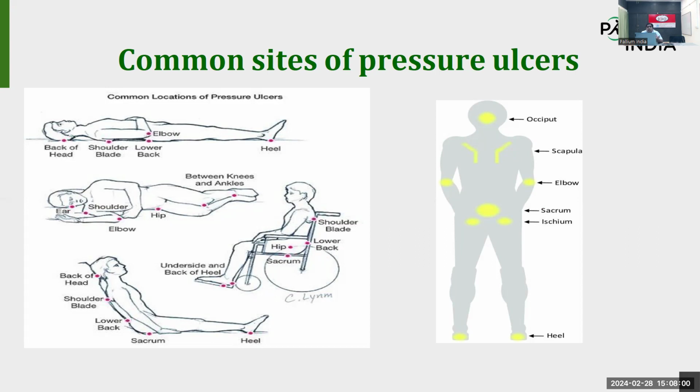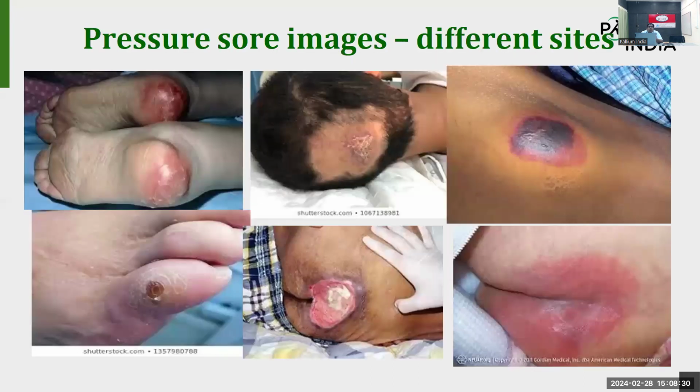In supine position, there is a chance of getting pressure sores in the back of the head, shoulder blade, lower back and heel. In right sidelying position, there is a chance at the ear, elbow, hip, and between the legs or knees. In wheelchair-bound patients, there is a chance of pressure sores in the hip region, sacral region, lower back, shoulder blade and the heel. We can go through the detailing. These are some of the stages of pressure ulcers.